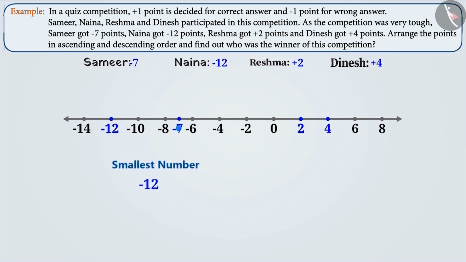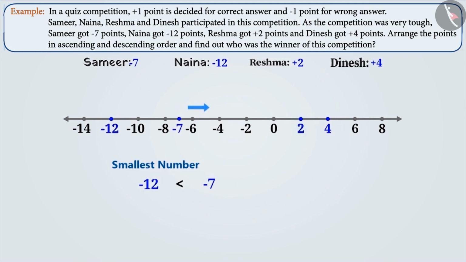Then, let's move to the right. Now, there is minus 7 which is to the right of minus 12 and hence it is larger than minus 12, but since it is to the left of plus 2 and plus 4, it is smaller than these two. So, we will write it after minus 12.